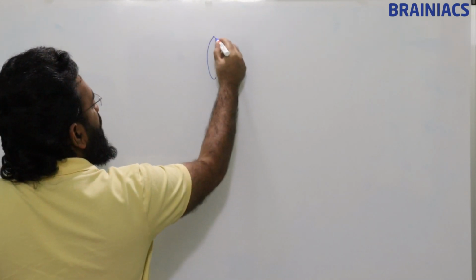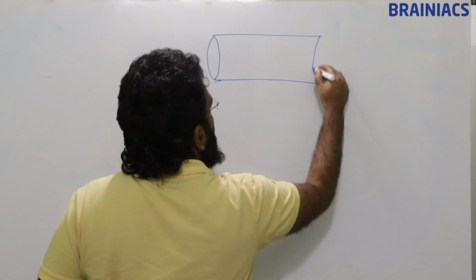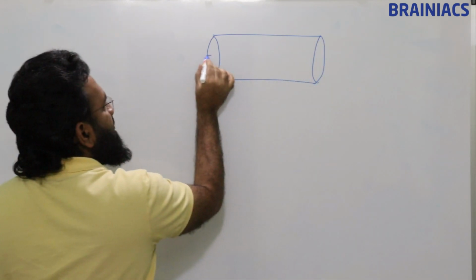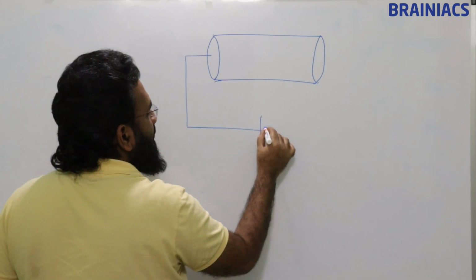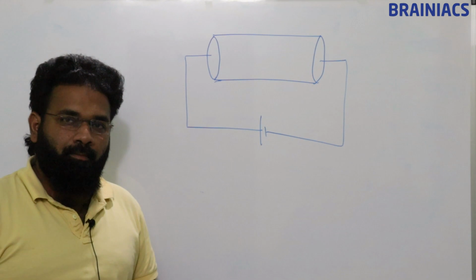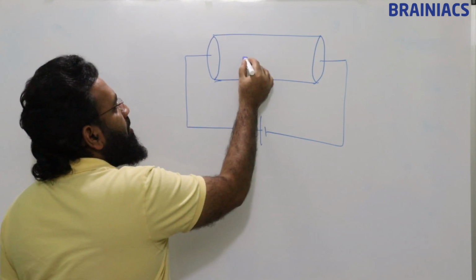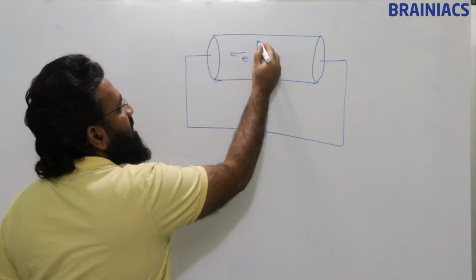So that is how we will do it now. We will supply an electric field continuously by connecting a battery. When this battery is connected, electrons will be moving in this direction.